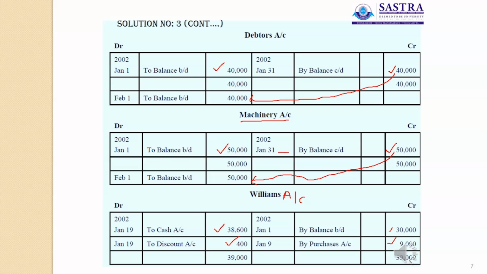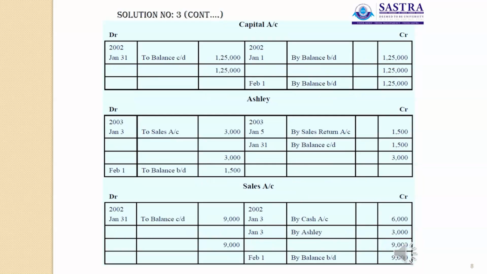Then the next account is the capital account. The capital account shows a credit balance. So on first January, the opening balance of the capital account is by balance brought down rupees 1,25,000. So that amount was closed here, to balance carried down rupees 1,25,000. This amount was transferred to the beginning of the month, February 1st, by balance brought down rupees 1,25,000.